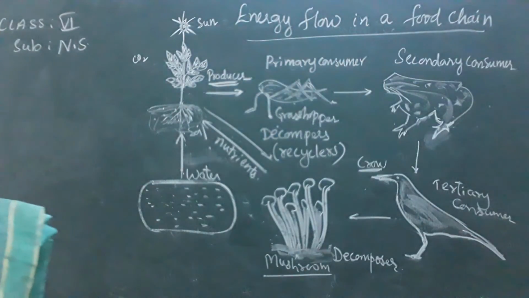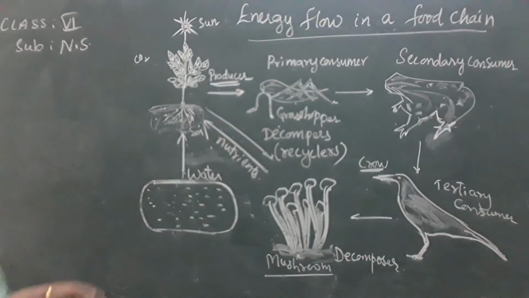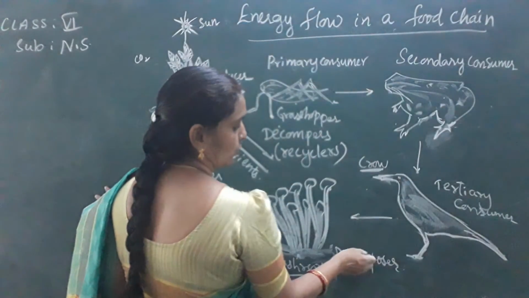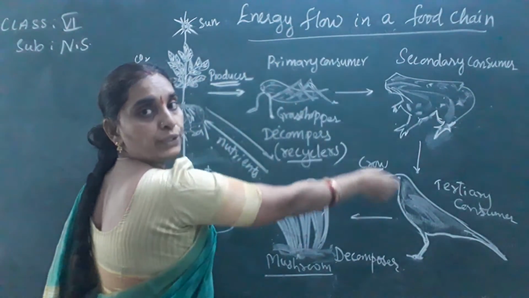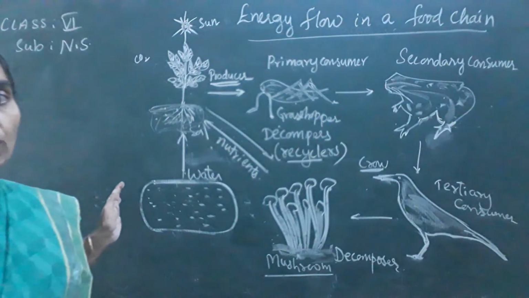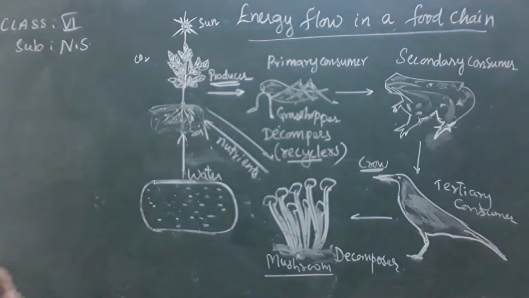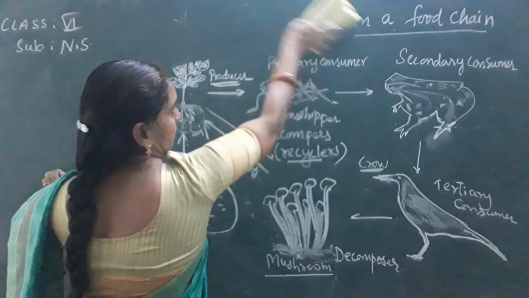Okay, children? So now they help in recycling the materials between the producers and consumers. Decomposers help in recycling the materials between the producers and consumers. Okay, children? Next, we'll move to the animal colonies or the food web. What is food web? Now you have seen about the food chain. Now I will tell you about the food web.